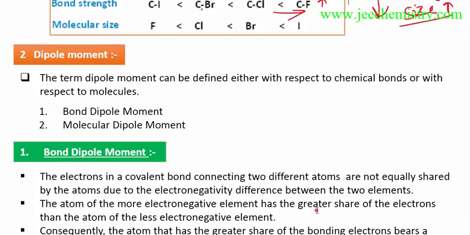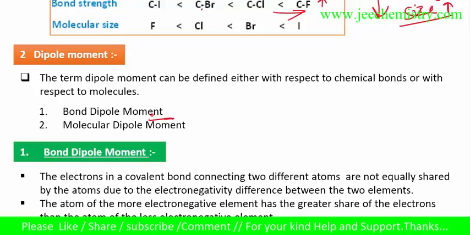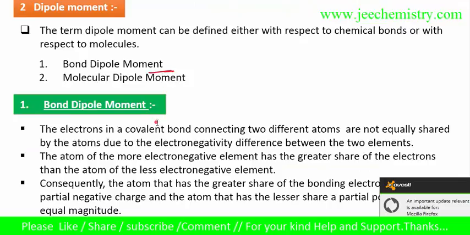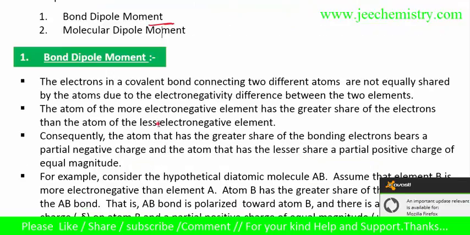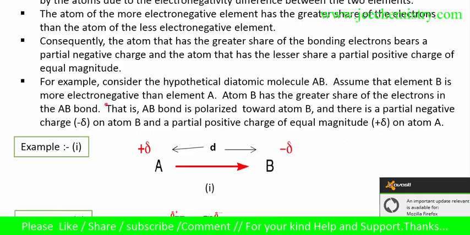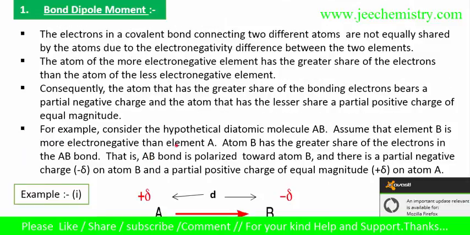The term dipole moment can be defined either with respect to chemical bonds or with respect to the molecule. We will learn two types of dipole moments: bond dipole moments and molecular dipole moments. This is the bond dipole moment. First, an introduction.